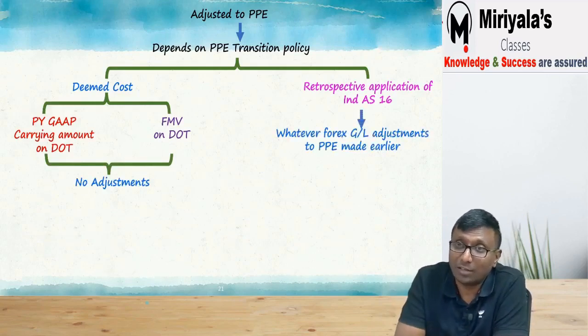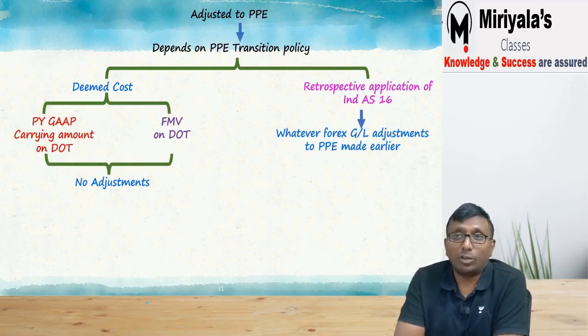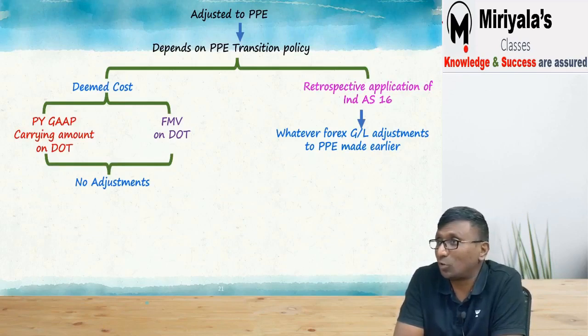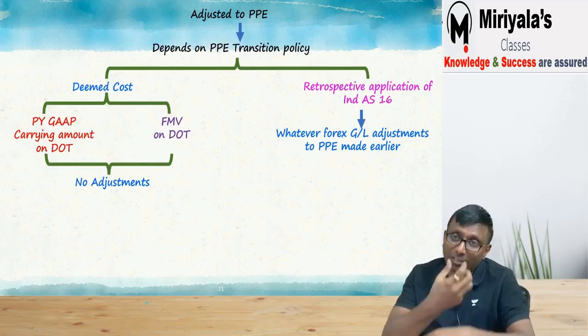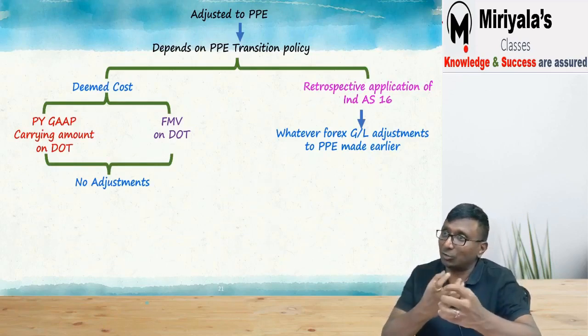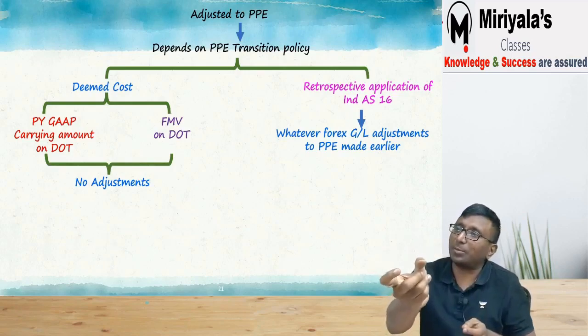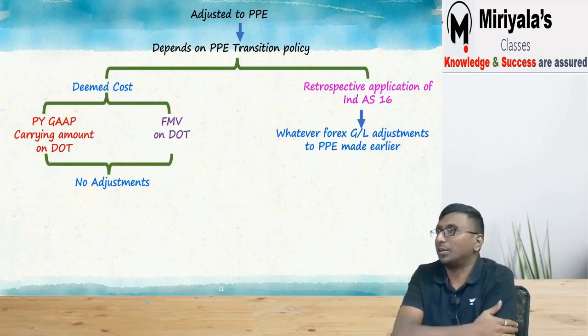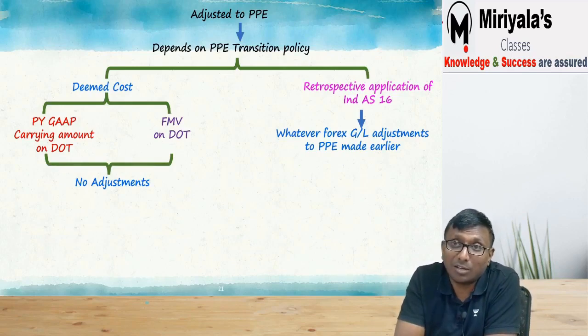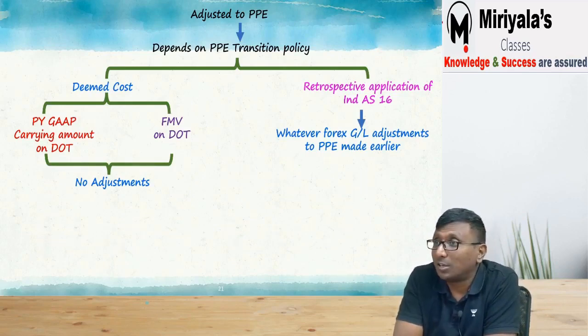But if you say, I don't want to follow deemed cost, I want to follow retrospectively accounting, Ind AS 16 को follow करना, then you have to reverse what you should reverse. So far the net effect of foreign exchange gain or loss, total net effect, net effect में कितना PPE को add किया, इसको reverse करना पड़ेगा. Not only reversing, problem comes with depreciation.